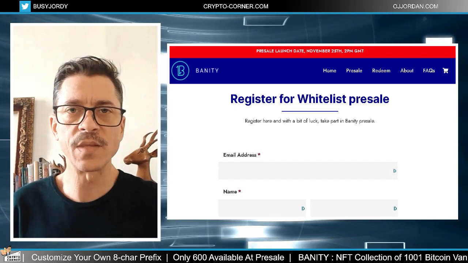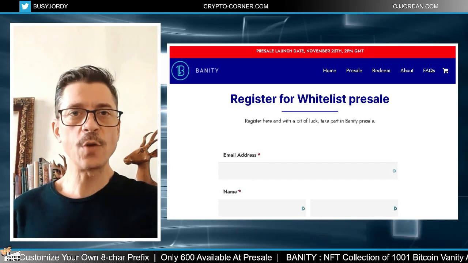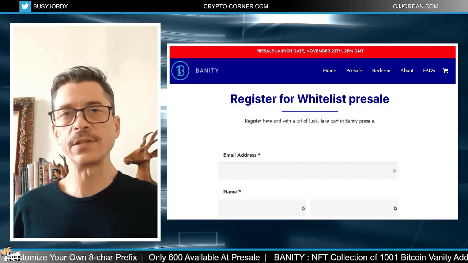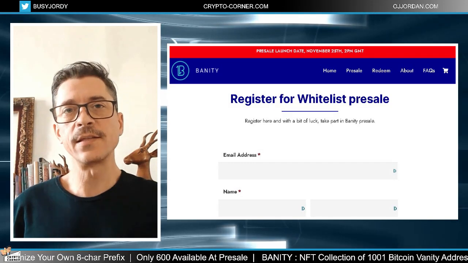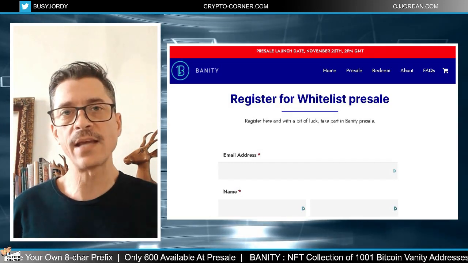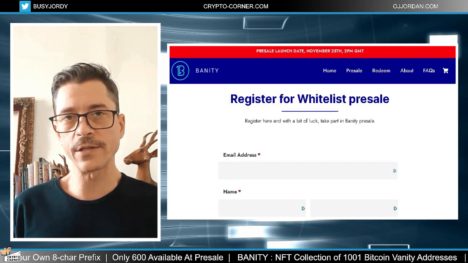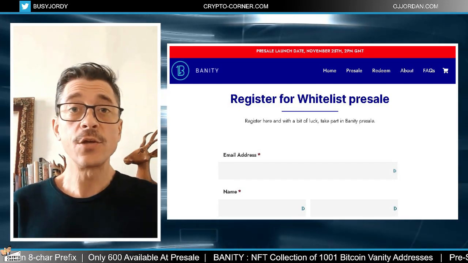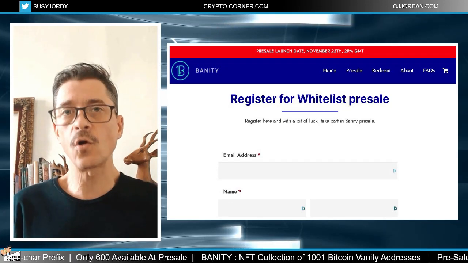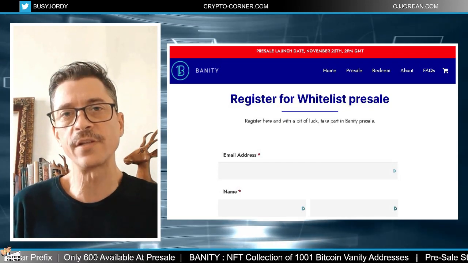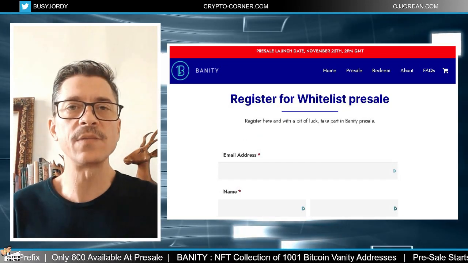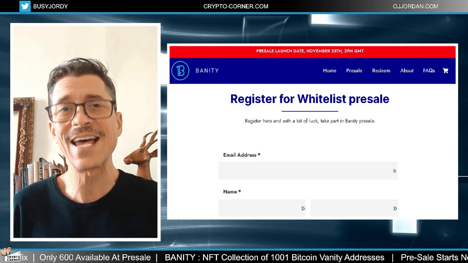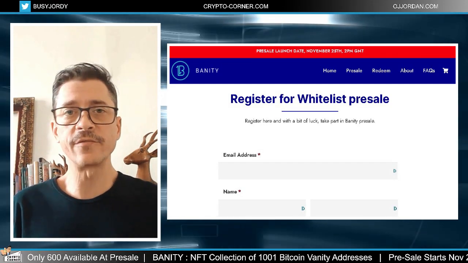act fast. The pre-sale is off-chain, and no Banity NFT will be minted during the pre-sale. On the day that the NFTs are minted, the Banity NFTs are transferred to the wallets. When you get the NFT token that contains the Vanity address, you can choose to redeem that address, or if you're buying it purely for profit, then you don't want to redeem that address. You want to keep it intact so that you can resell it, of course.